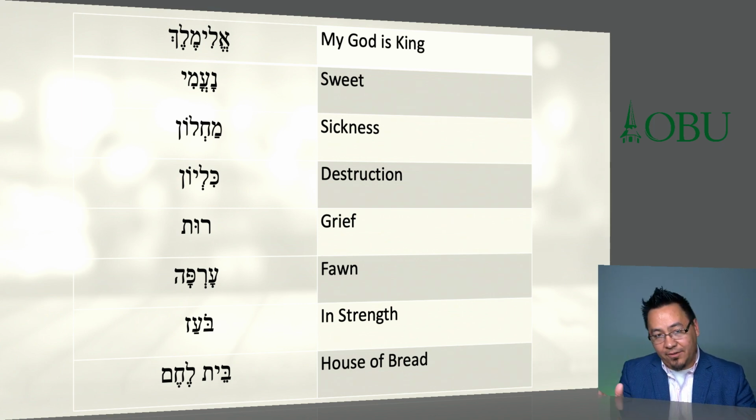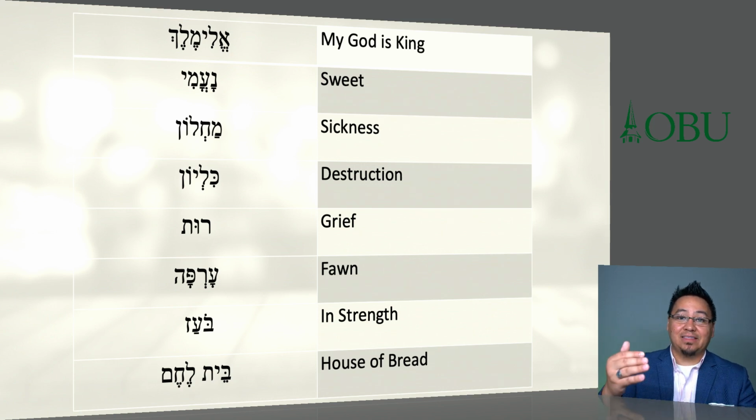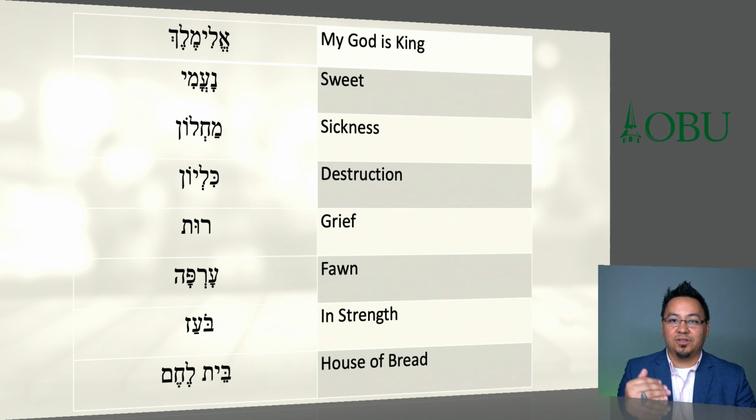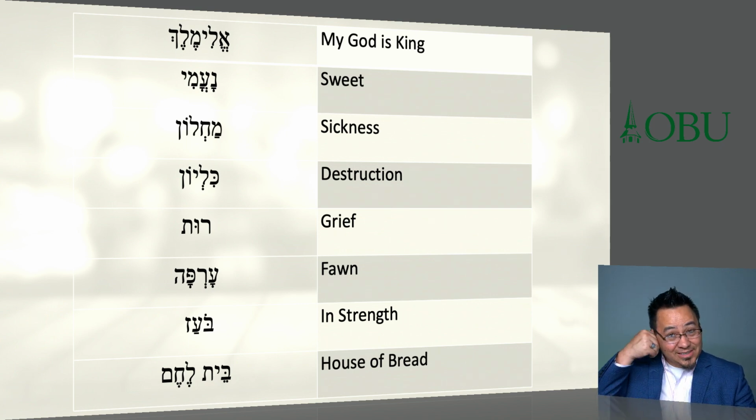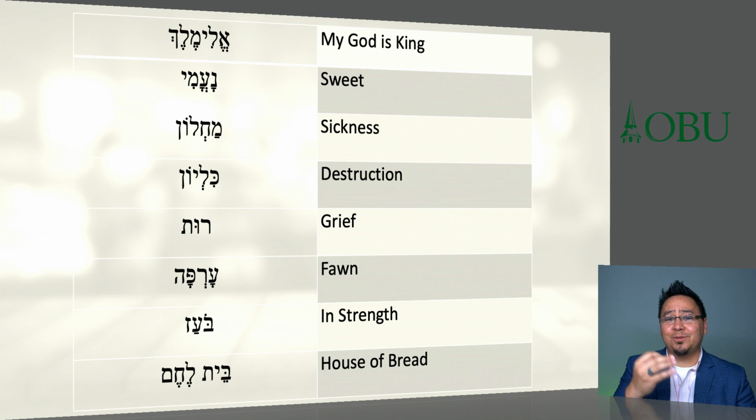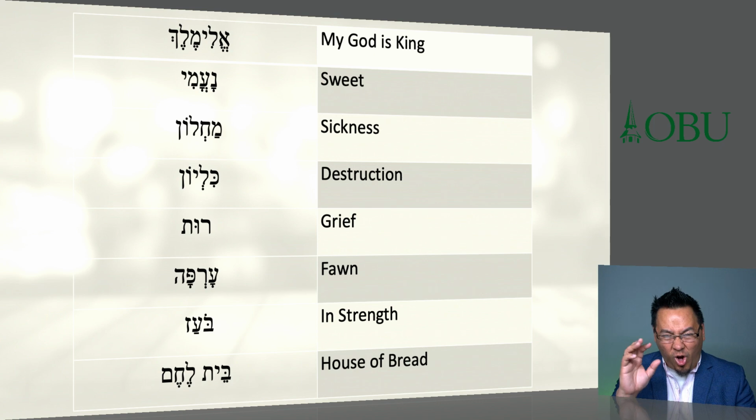Then we have the wife's name, the mother's name is Naomi, which is my daughter's middle name, Naomi. Noemi is how we say it in Spanish. And then the two sons, sadly, one is Mahlon and the other is Chilion, sickness and destruction. And so whenever the two sons die, if you know Hebrew and you read that the two sons die, you go, well, no duh. One was sick and the other was a destroyer, so he would be destroyed. It's just on point with their names in this way.